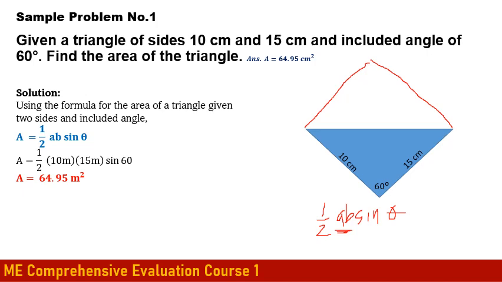So substituting the given values, you can get the area of the triangle. This is another way of computing the area of a triangle, especially if it is not a right triangle or there is no perpendicular height. So it's easier if we have the angle.